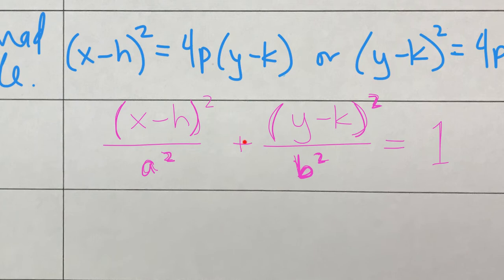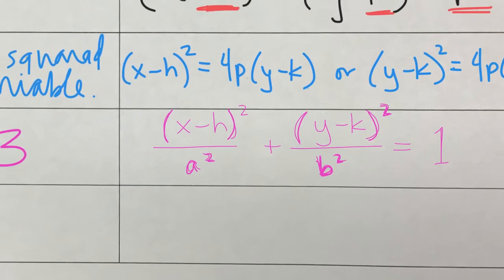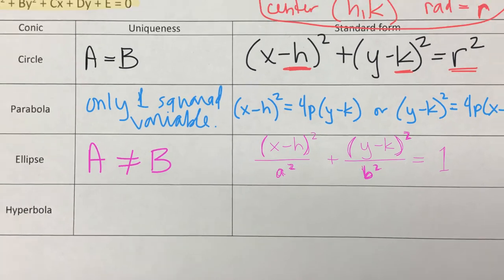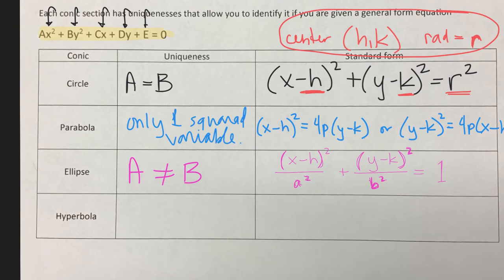Okay, we have a plus in the middle. There's always a plus, and then here's the y part, and then it equals 1. So unlike a circle, right, ellipses always equal 1 in their standard form. Okay, so we have different values of a and b, and they equal 1 in their standard form. So lastly, the hyperbola. The hyperbola is different because it has an x squared minus a y squared.